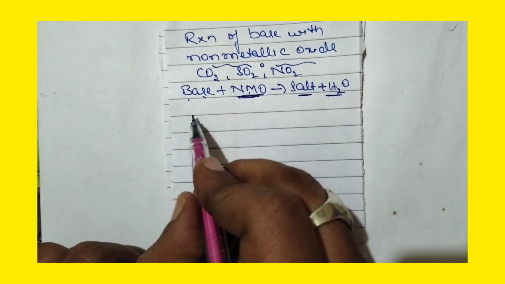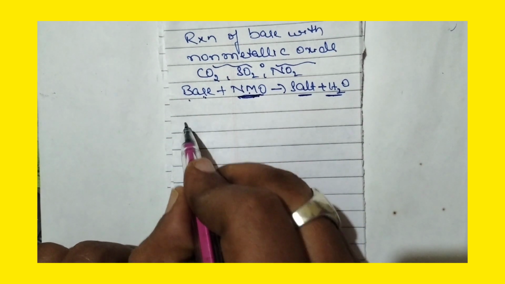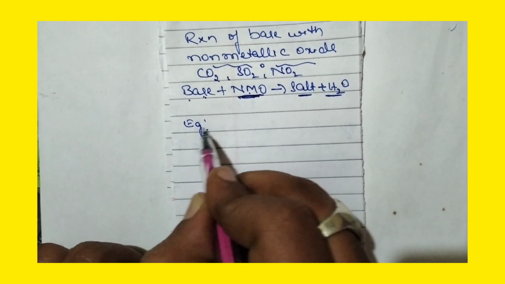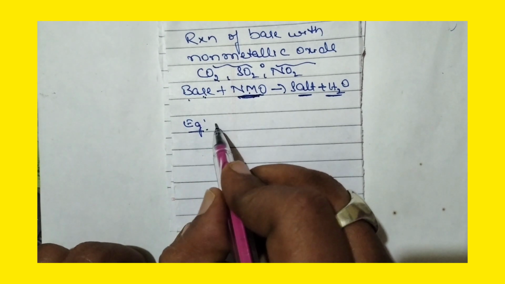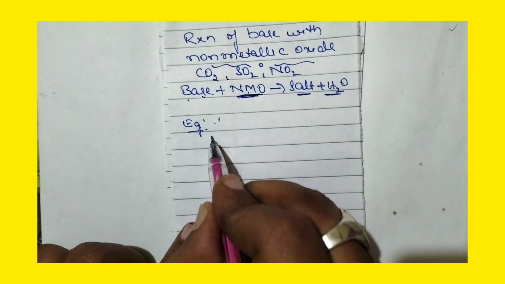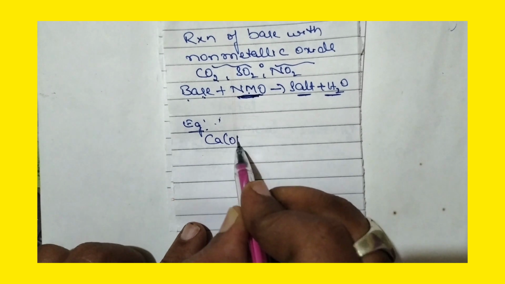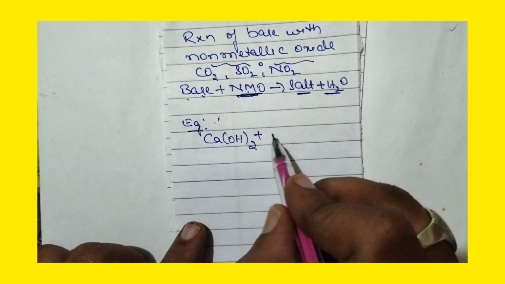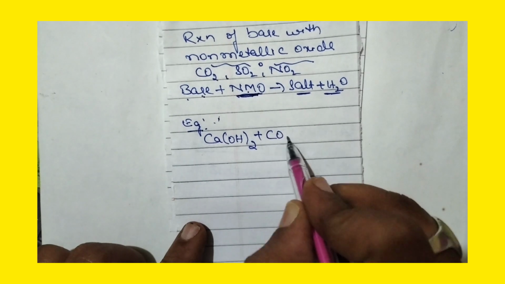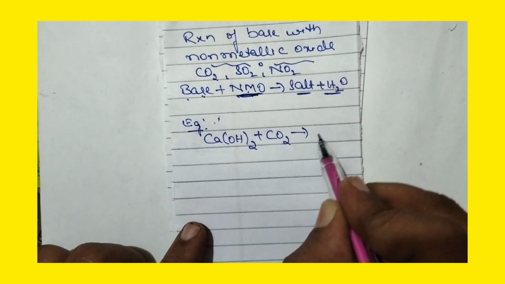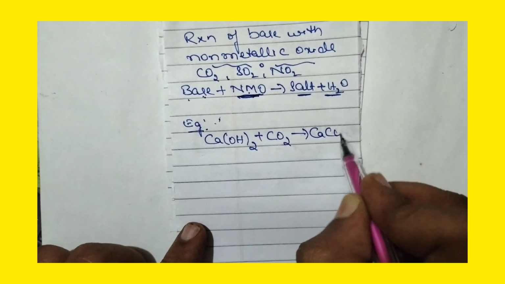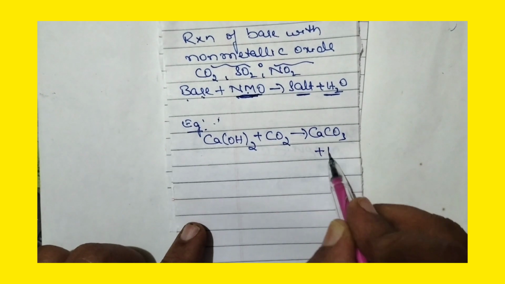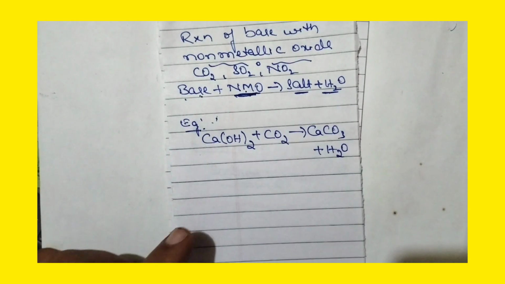Let us take an example. I will take an example of calcium. As the base, first I will take calcium hydroxide, Ca(OH)2. This is calcium hydroxide. This calcium hydroxide reacts with carbon dioxide to form CaCO3, calcium carbonate, which is a salt, and water.